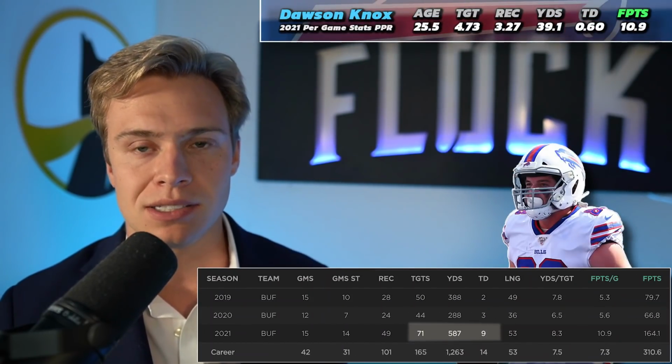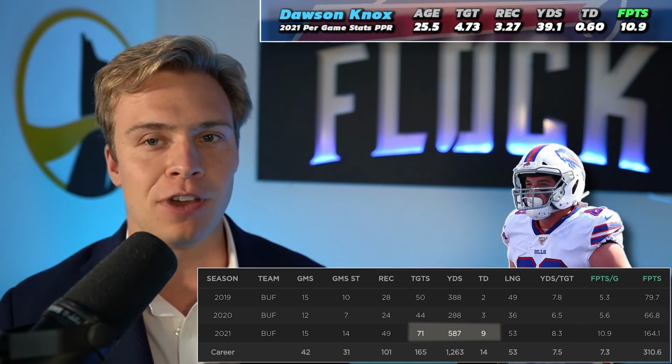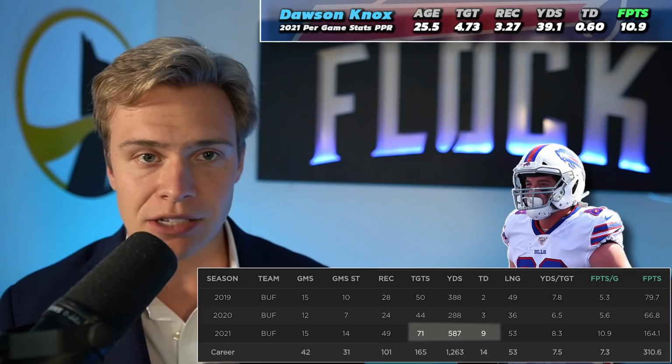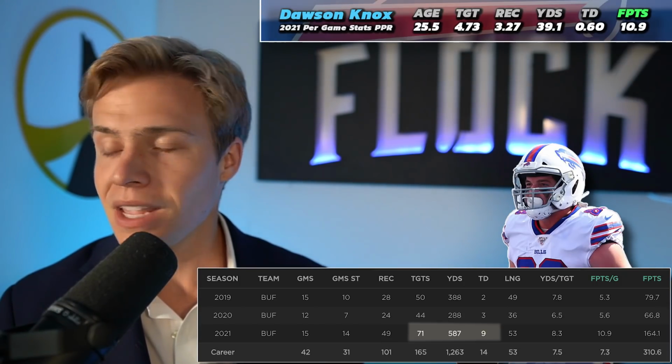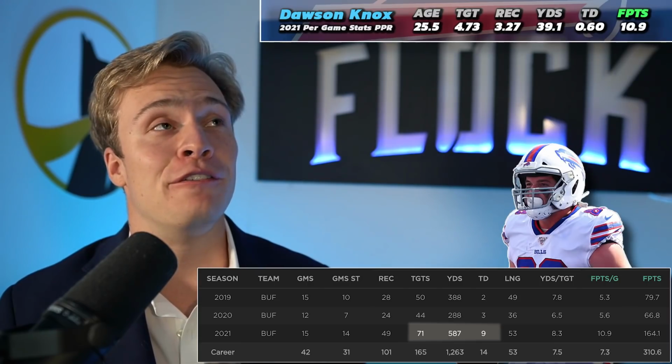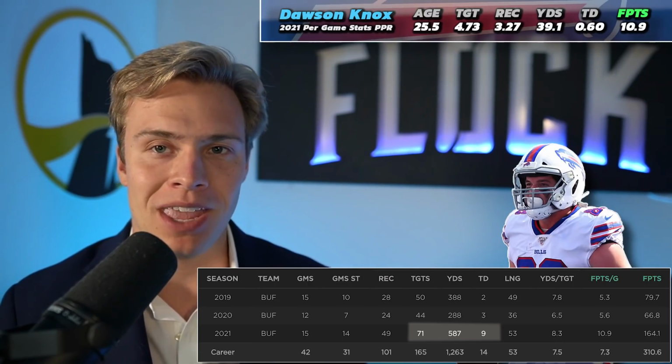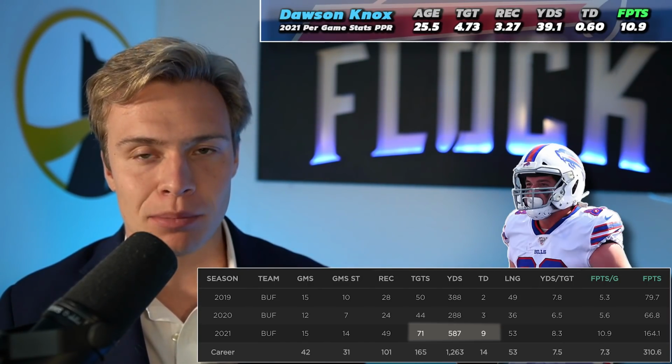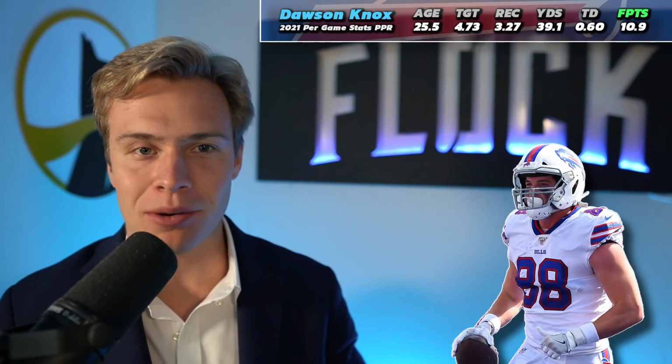And here, going over to Dawson Knox, the touchdown rate is very, very concerning. Nine touchdowns through 71 targets. Those are almost Robert Tonyan levels. That is very concerning. But I am hesitant to just label Dawson Knox as Robert Tonyan right away.